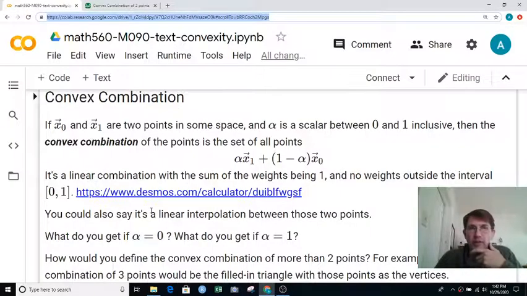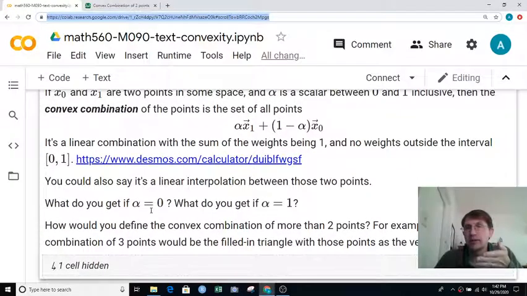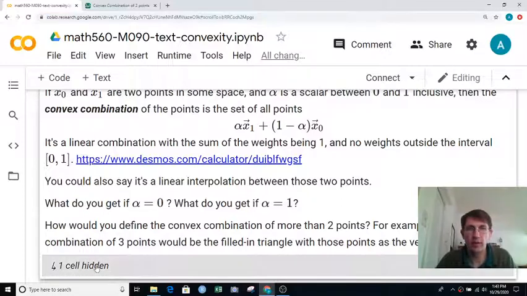So here's a fun little puzzle. How would you define the convex combination of more than 2 points? Like if I just put 3 points down in the plane, I'm going to say the convex combination is the filled-in triangle with those points as vertices. How would you write that in symbols? Take a sec to think about it.